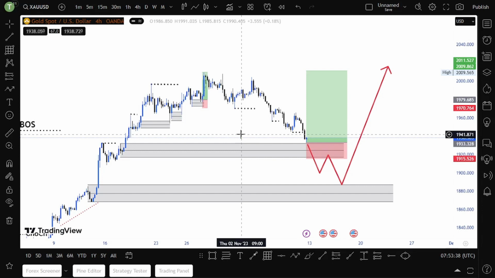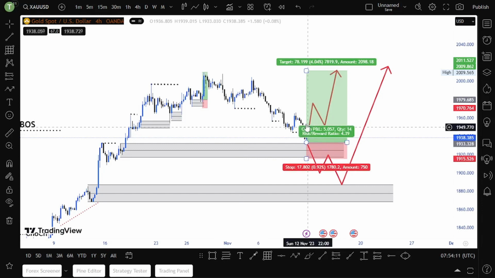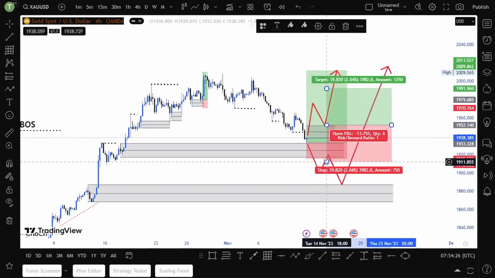For the beginner traders, I suggest you enter after a change of character has been created. After a change of character, you enter a buy here. You put a stop loss slightly below this zone, and then enter a buy. This is what we call a confirmation entry, guys. That is where I plan to enter my second buys on gold, guys.